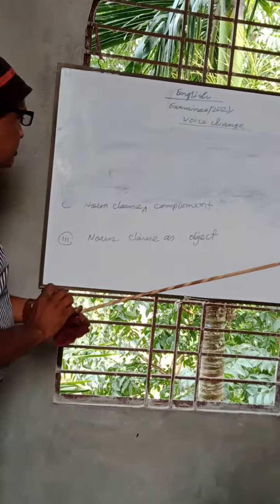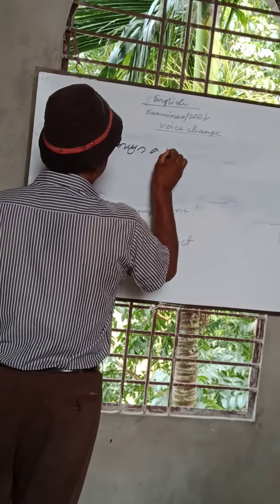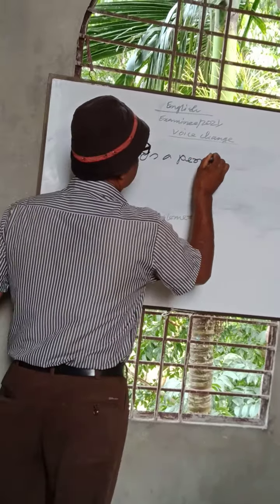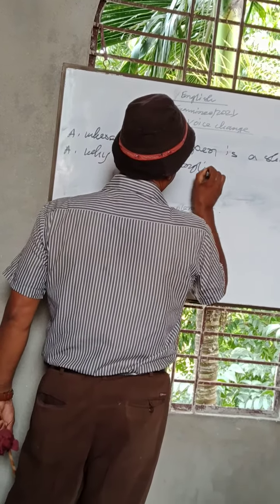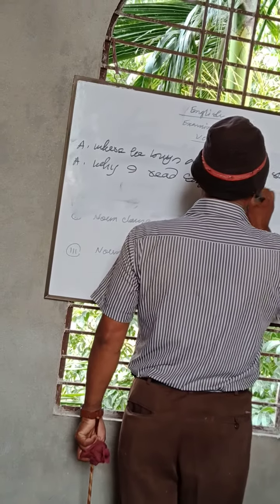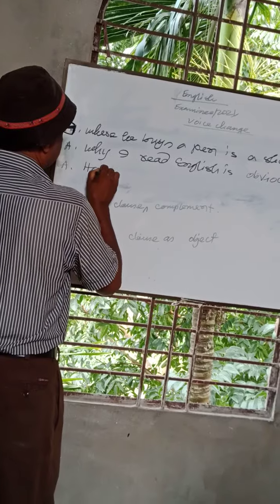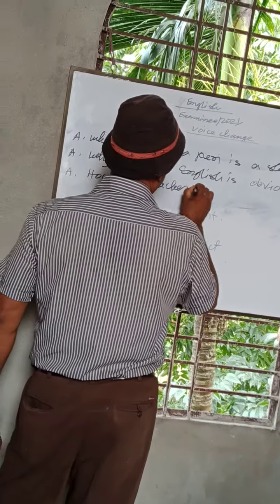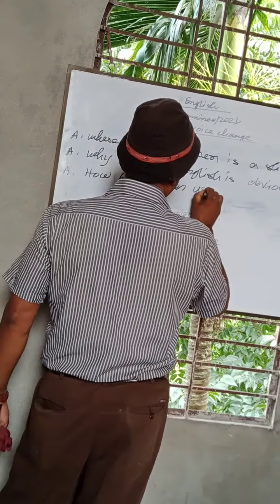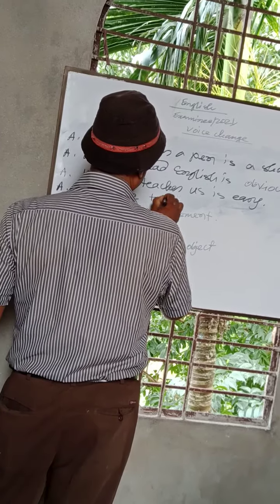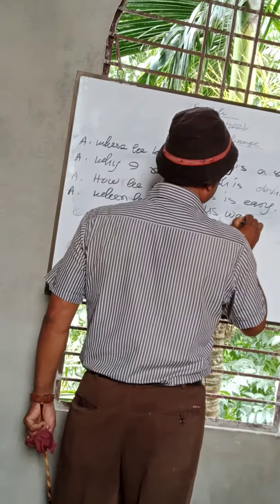Okay, let us see some other examples. Where he buys a pen is a shop. This is active voice. Why I read English is obvious. Active. How he teaches us is easy. Active. When he taught us was evening.